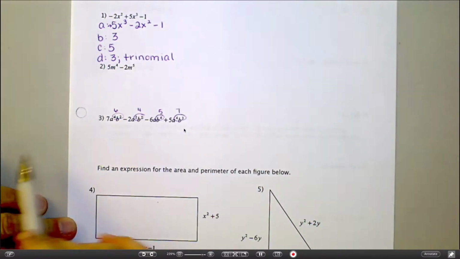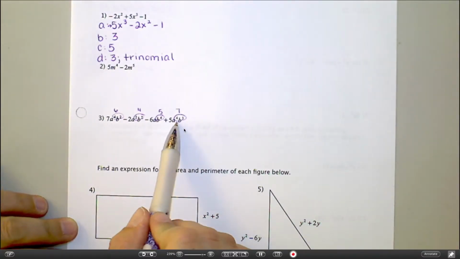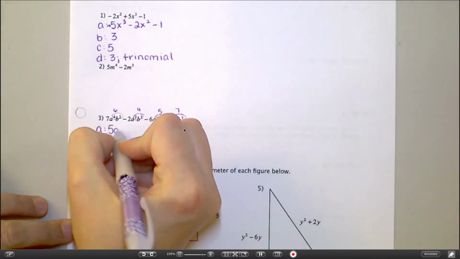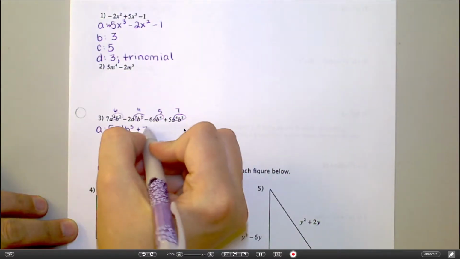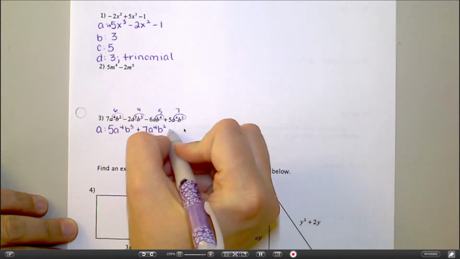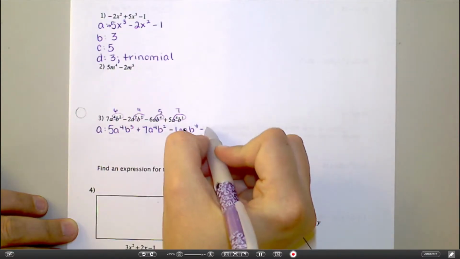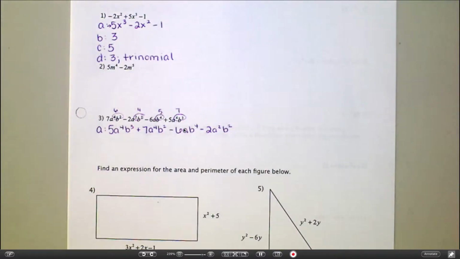And so I'm going to put them in order according to those total degrees. So I'm going to start with this one. 5a to the 4th, b to the 3rd. And then I'm going to go to this one. 7a to the 4th, b squared, minus 6ab to the 4th, and then minus 2a squared b squared. Okay, so that's standard form when you've got more than one exponent, as you combine the exponents in each term to get the total.